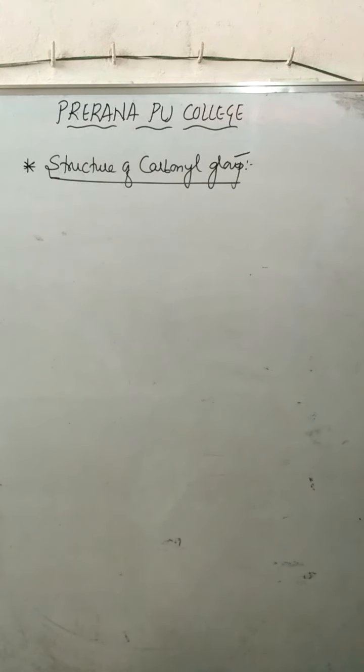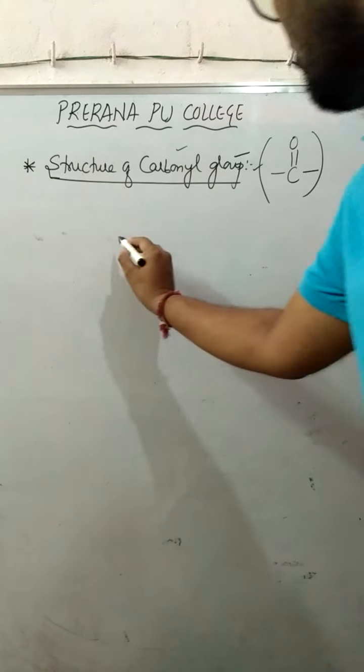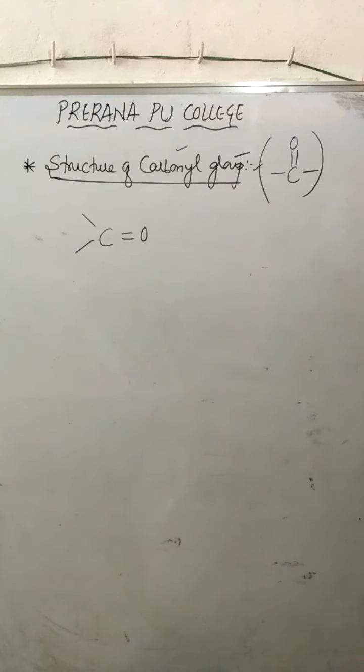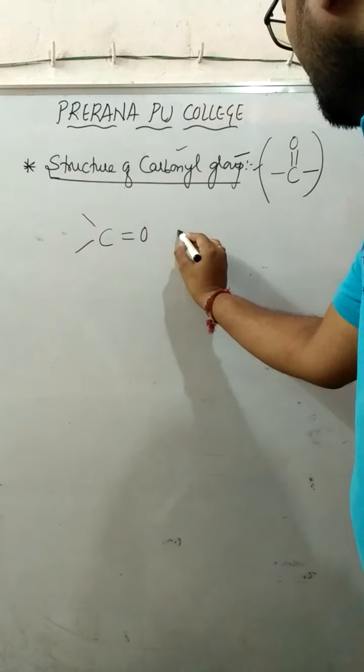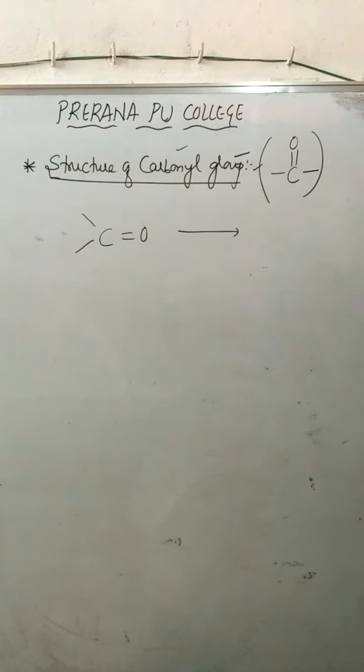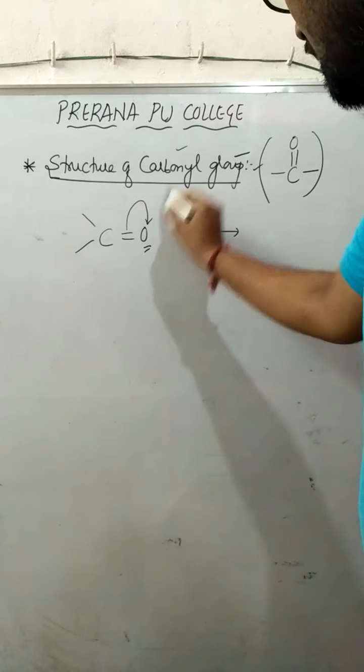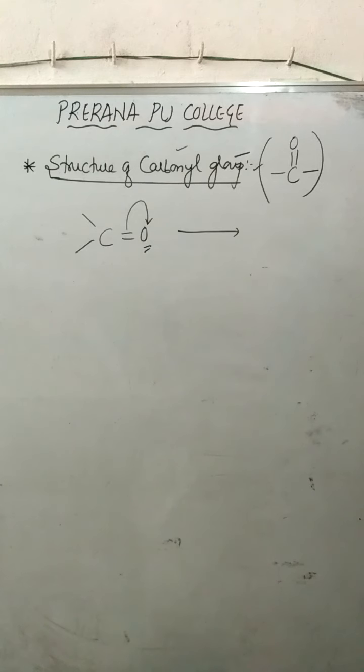So continuing with that, since we know that all aldehydes, ketones, and carboxylic acids contain C double bond O as the common group present in them, it becomes very important to study the structure of the carbonyl group. This is the representation of the carbonyl group. It consists of an electronegative oxygen atom attached to carbon, so that this oxygen has the ability to pull the electron density towards itself.